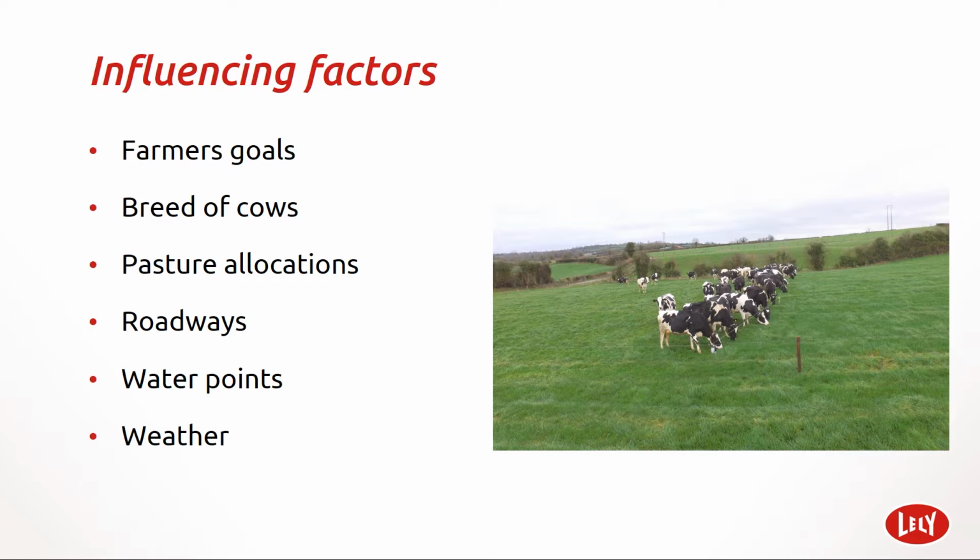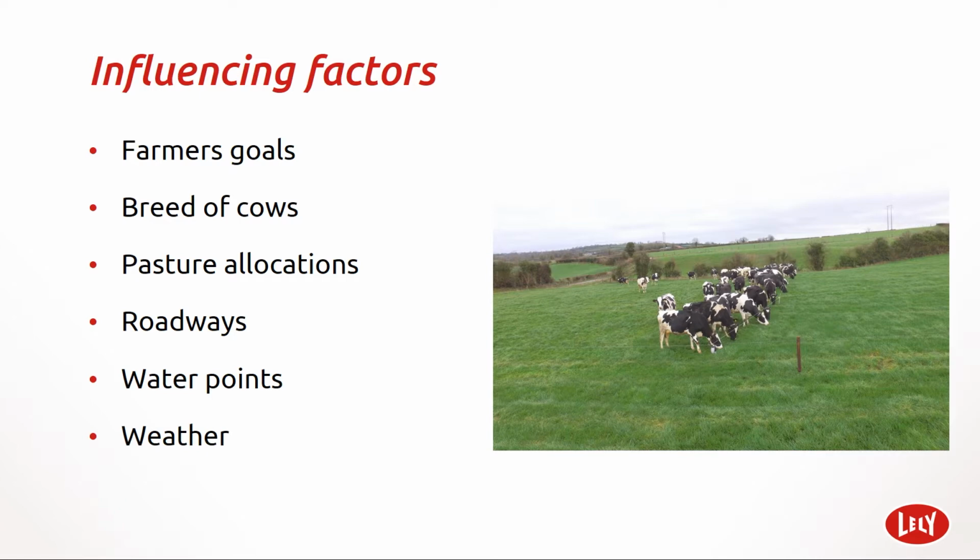Then we move into the roadways or the raceways. What conditions are these in? Do they need improving? Do they need splitting up? These are important to reduce lameness on farm. But we also need to take into consideration the distance a cow will be travelling.